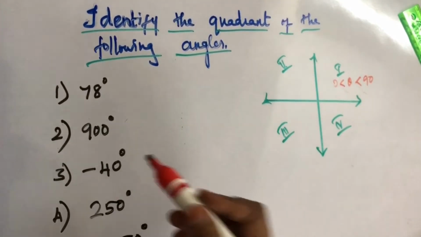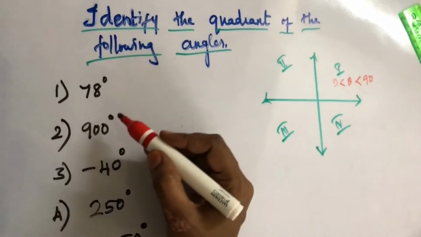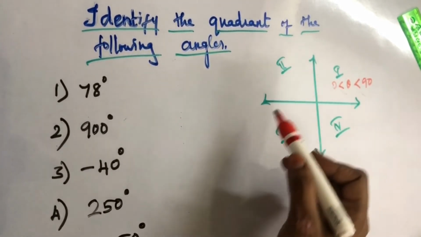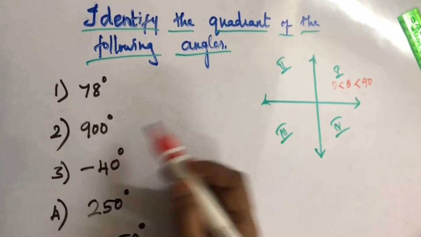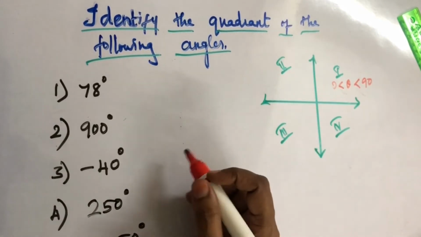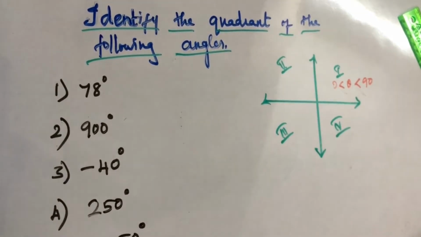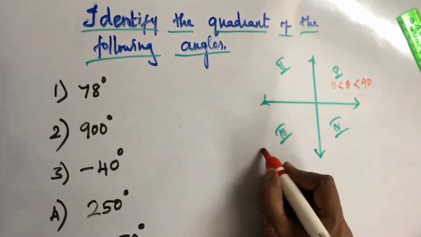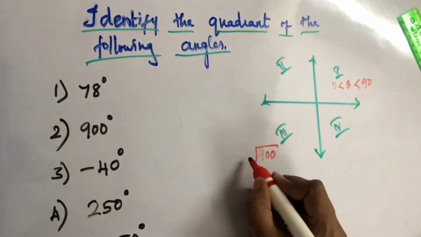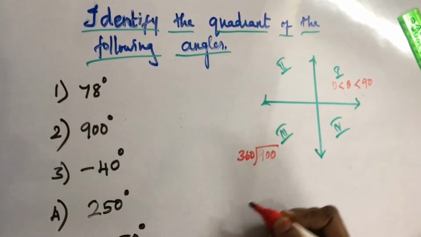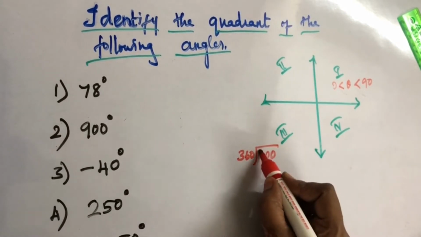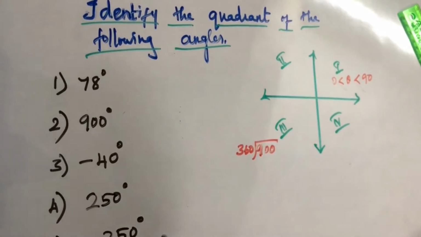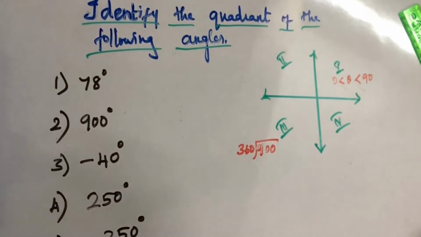Okay. So what about 900 degree? 900 degree will take multiple rotations. You cannot measure 900 degree in a single rotation. How will you find it? For that you can divide the 900 with 360. For one complete rotation it takes 360. So you have to divide the measure of the angle with 360 degree.